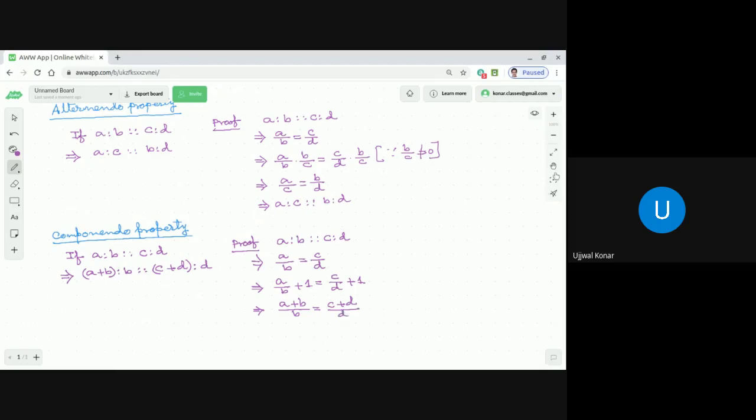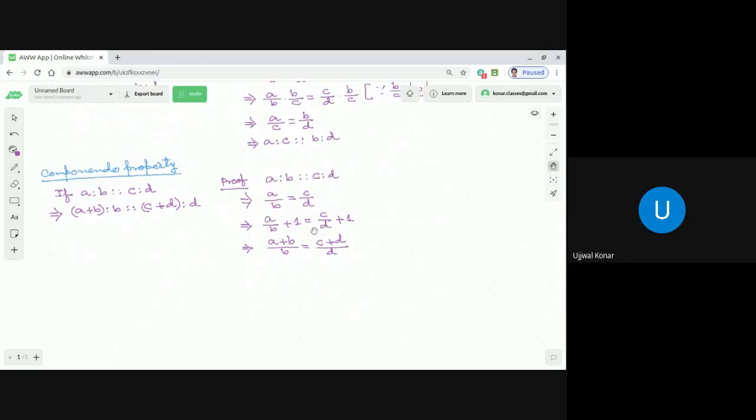Correct or not? Yes, sir. And from here, we can conclude that A plus B is to B is equal to C plus D is to D. This is called the componendo property.